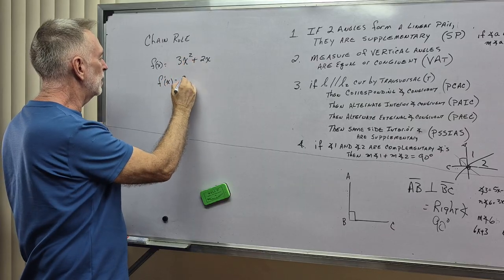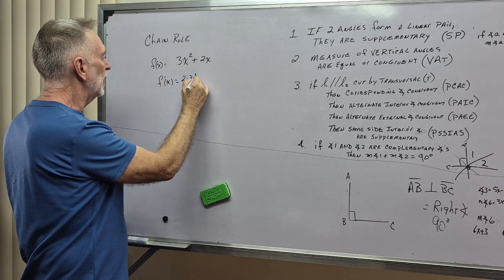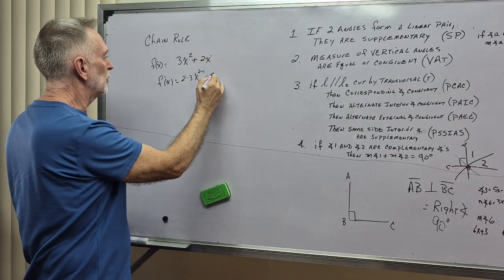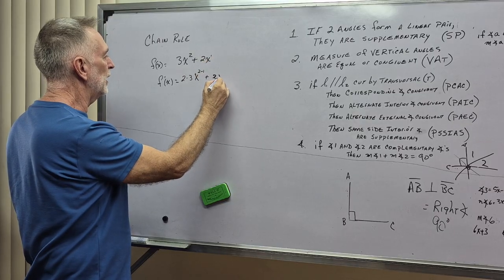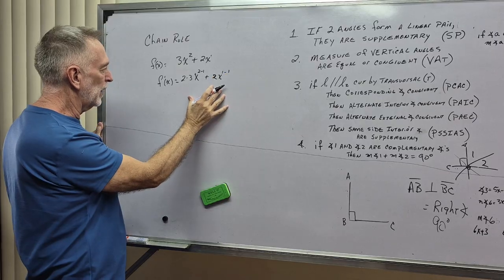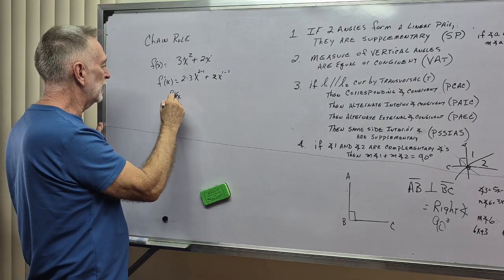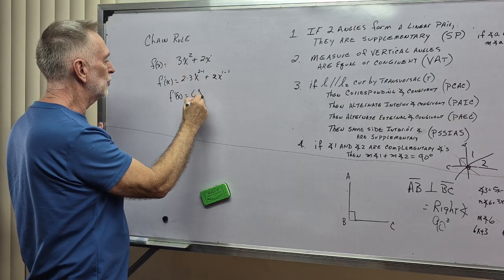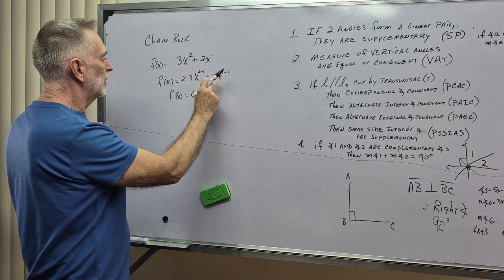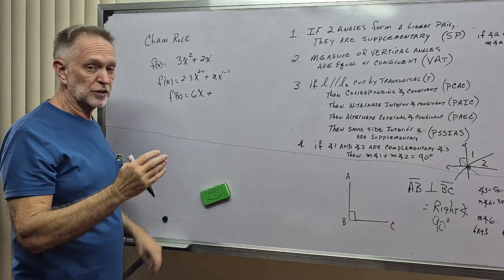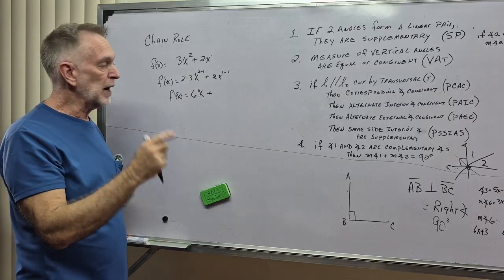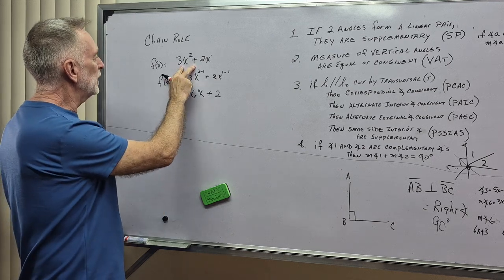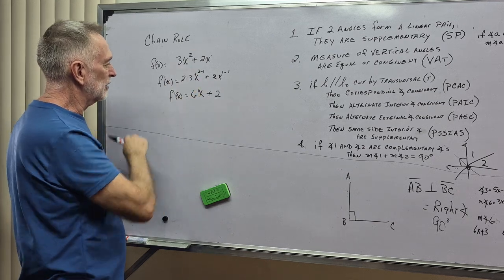We would bring the 2 down, so I'd have 2 times 3, x to the 2 minus 1, plus, bring the 1 times 2, so that's 2x to the 1 minus 1. That's what we would have. So that would end up being f prime of x equals 2 times 3 is 6, x to the 2 minus 1 is x to the first power, x to the 1 minus 1 is x to the 0. Any number raised to the 0 power is 1. 1 times 2 is 2. So the derivative of 3x squared plus 2x is 6x plus 2.